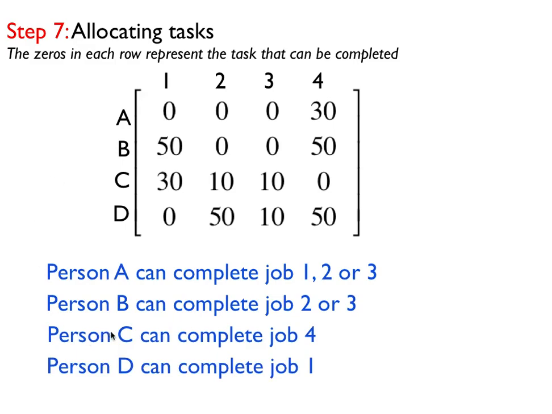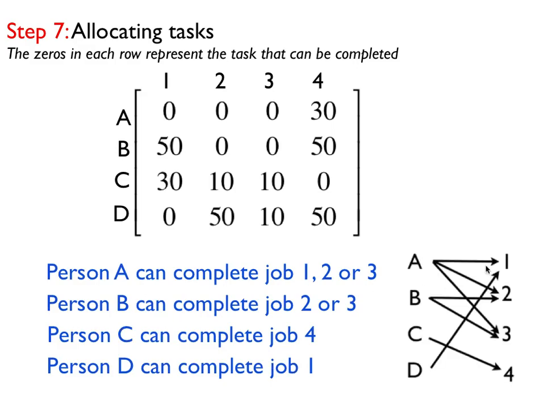So pretty clearly we're going to want person C to do job 4, that's the only option, and we're going to want to allocate person D to job 1. Okay, so those two we don't have a choice with. This graph here is a bipartite graph that just shows which jobs can be completed by each person, and that's sometimes handy to help you decide how to allocate the jobs.